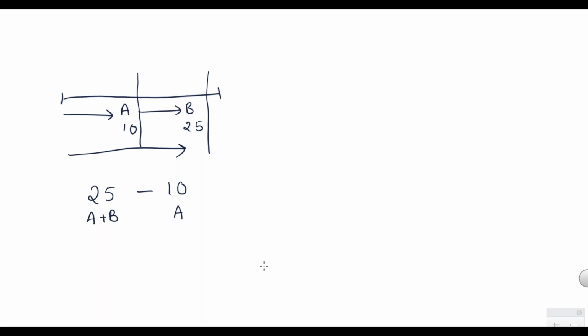What is 25 minus 10? 15, right? Now those 15 people are these people from here to here. These are the 15 people. Now in these 15 people, we don't have A because when I subtracted 10, I excluded A already.